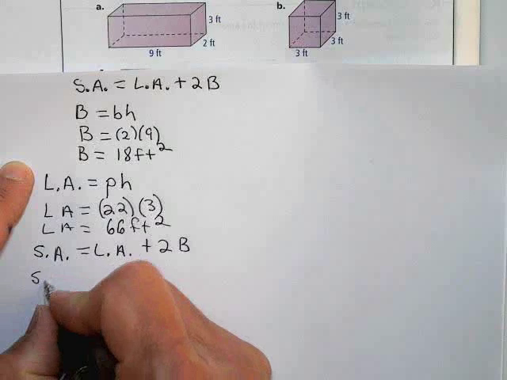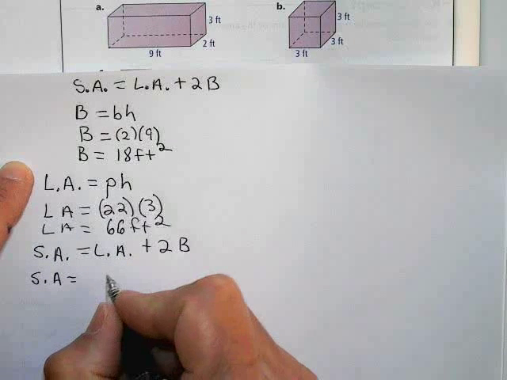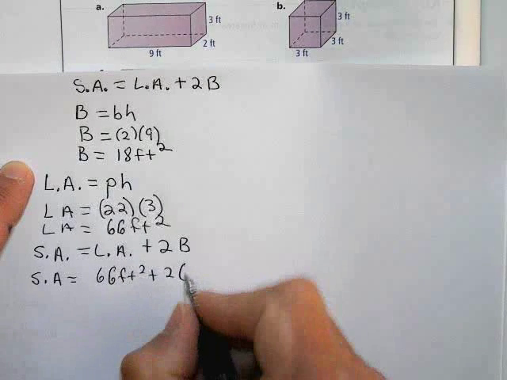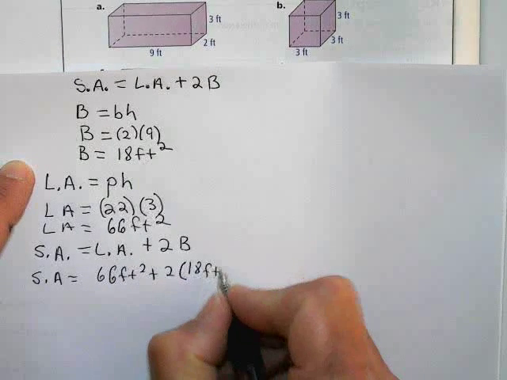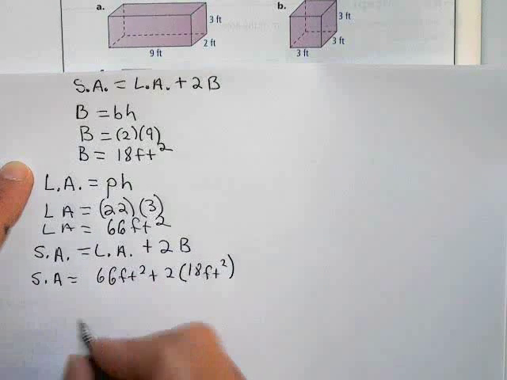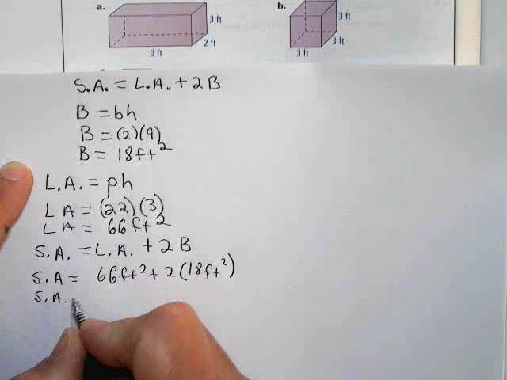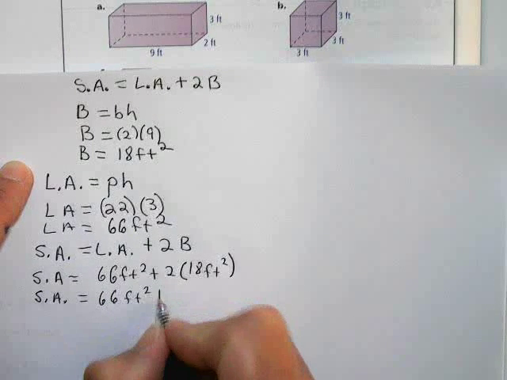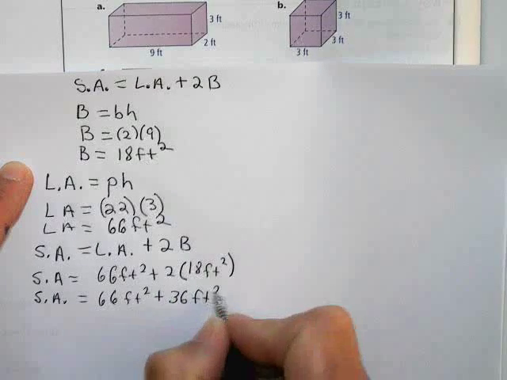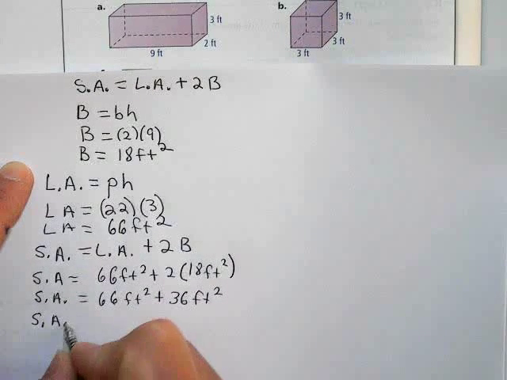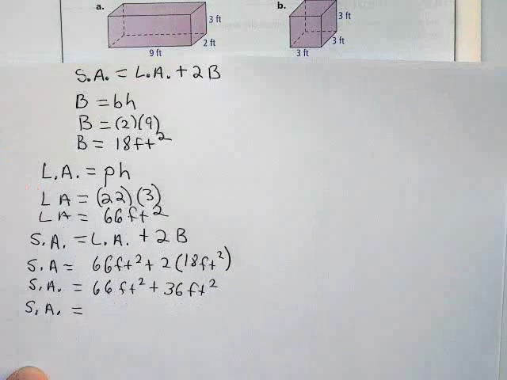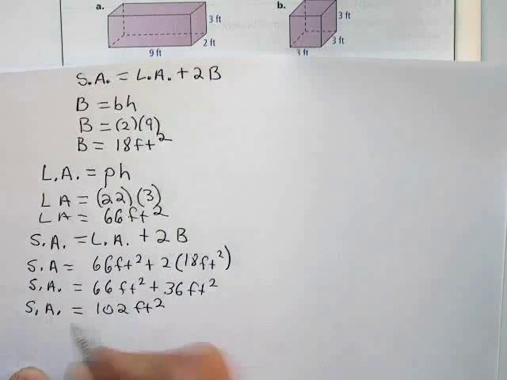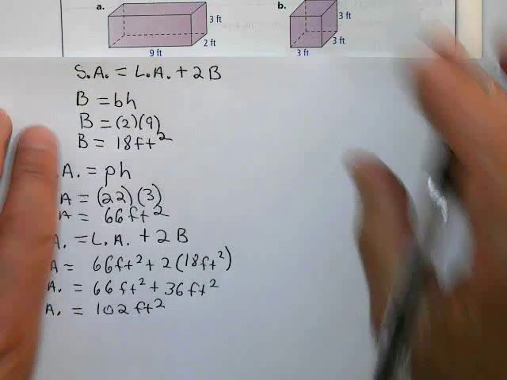The surface area will then equal the lateral area, which we said was 66 feet squared, plus 2 times the base. The base was 18 feet squared. So, down here I've got my surface area equals 66 feet squared plus 36 feet squared, and my final answer for the surface area is 102 feet squared, and that would be the surface area for this particular prism. All right.